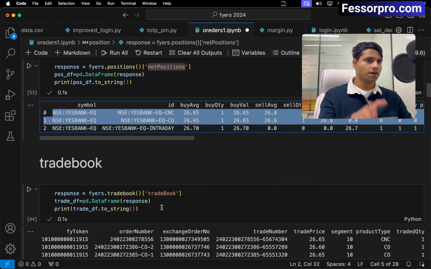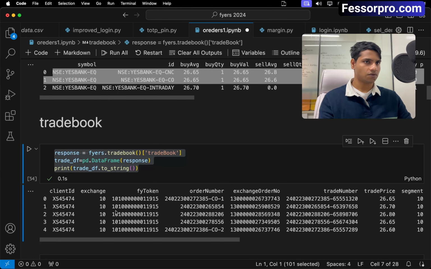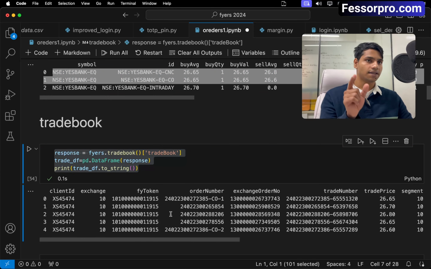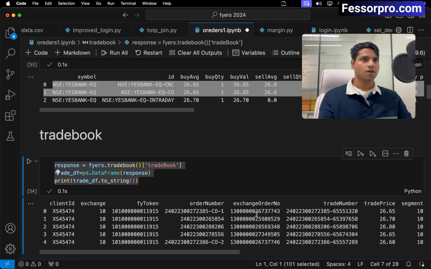Now, once the order is filled, it will be visible in the trade book. So if I run the trade book, this is how the trade book looks. I have multiple columns. Keep in mind that the columns you see in the trade book, in positions and in orders are all different. There are different columns in different data frames. These are the information that you can get whenever you place an order.